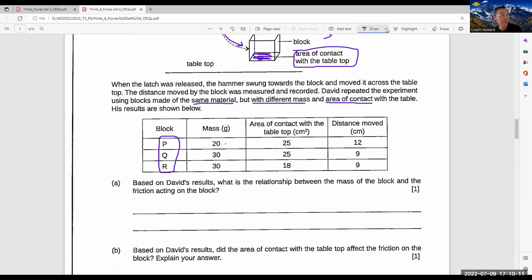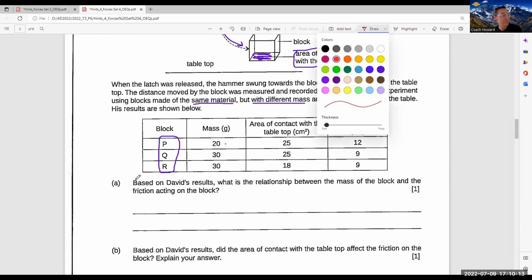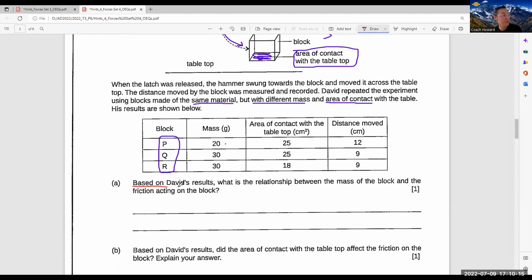So highlight this part. They say, based on David's result, that means your answers must get the evidence from this table. What is the relationship between the mass of the block? So you look at the mass of the block, right? This part.